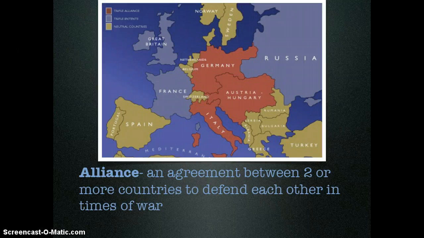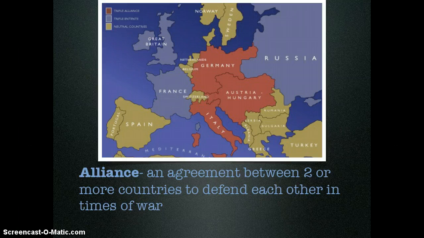Important to note that while Italy was part of it, they never really fought on the side of the Triple Alliance. The opposition to the Triple Alliance was the Triple Entente, which was made up of France, Russia, and Great Britain. So, as I mentioned, alliances emboldened leaders to act recklessly. They knew that if they declared war, powerful allies were obligated to fight along with them.